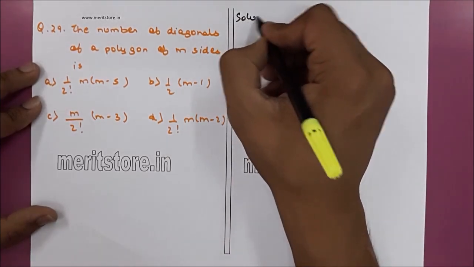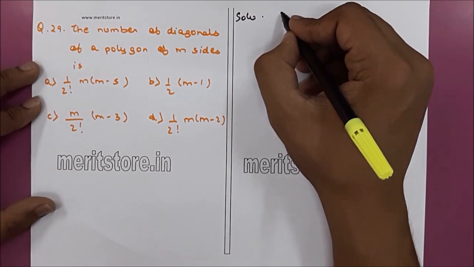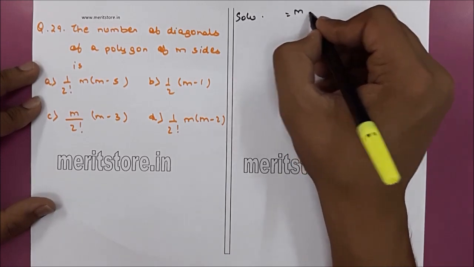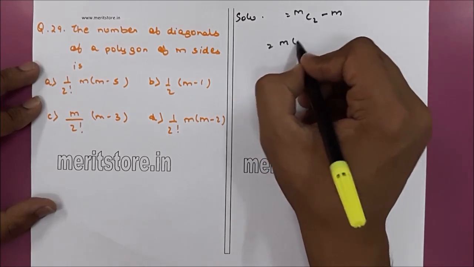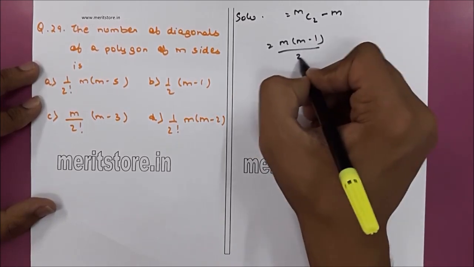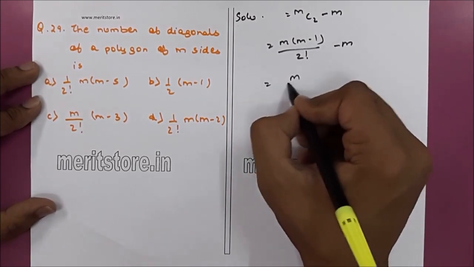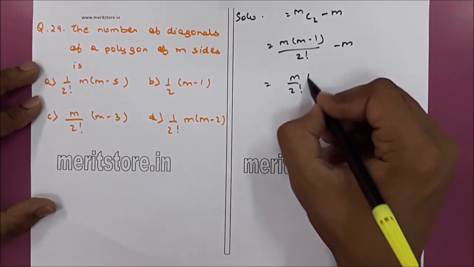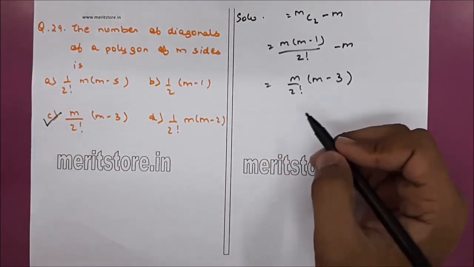Therefore the solution is, as we know, polygon has mC2 lines including sides, therefore required number of diagonals is equal to mC2 minus m, that is equal to m into m minus 1 upon 2 factorial minus m, that is equal to m upon 2 factorial m minus 3. Therefore option C is correct.